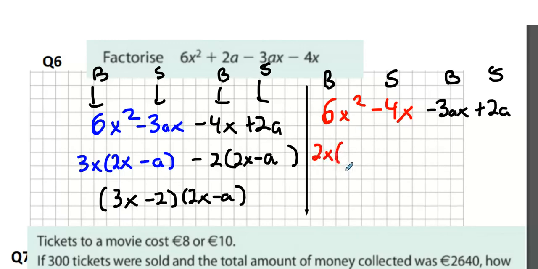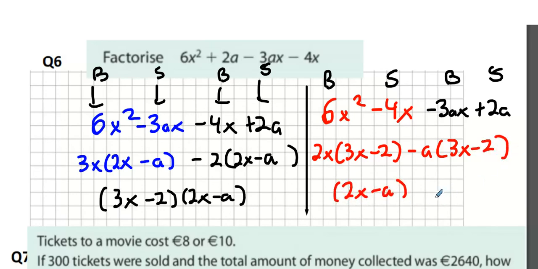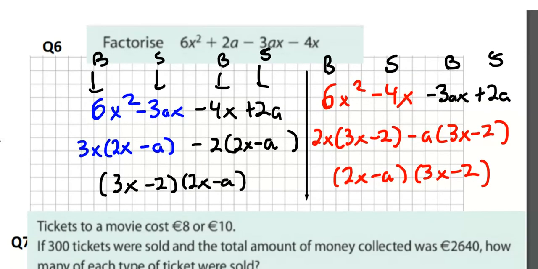2x into minus 2. And what do we take out here? Minus a. Good job. Into? What happens then? Out. Awesome. Anybody see that? All right, guys. That's the two of them done.